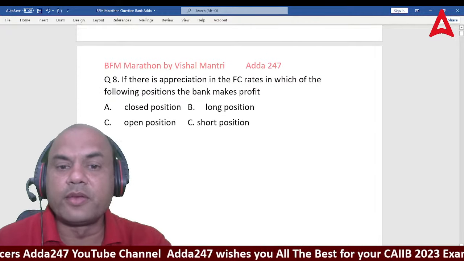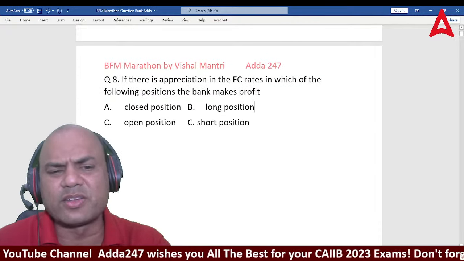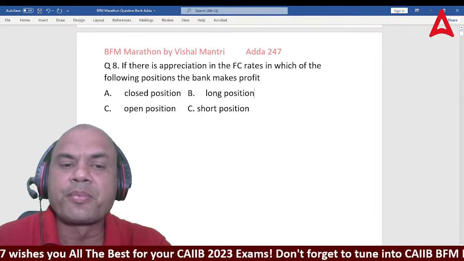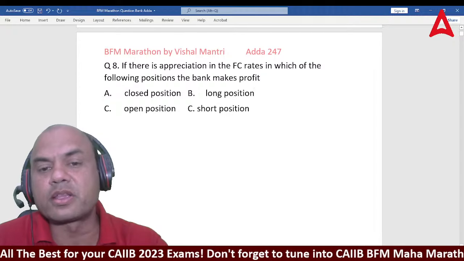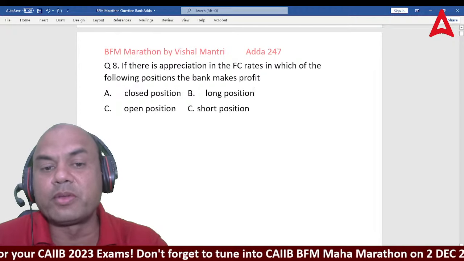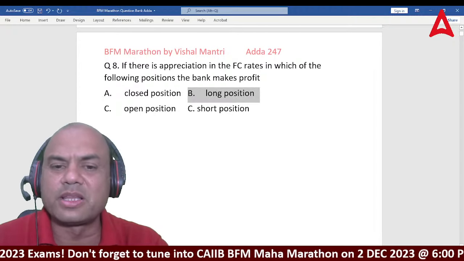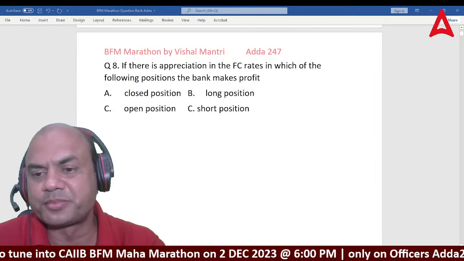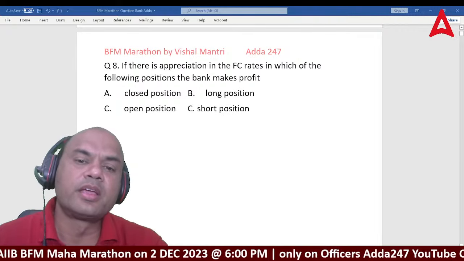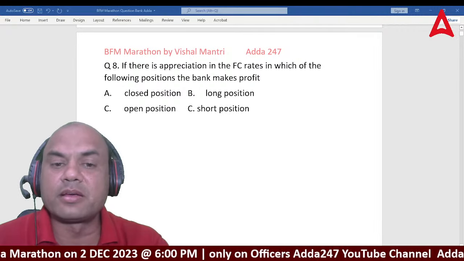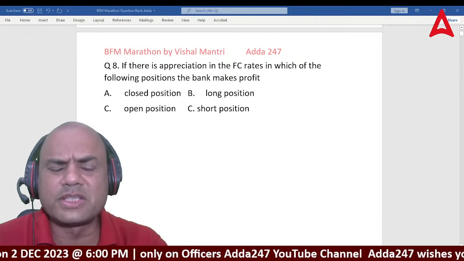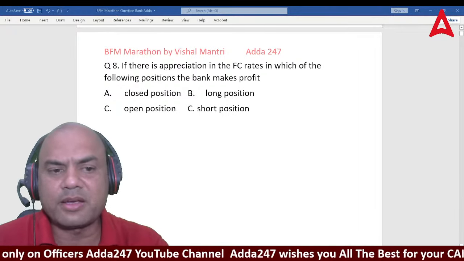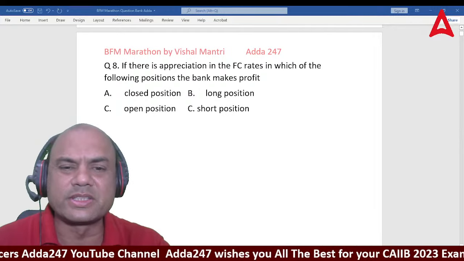Next one. If there is an appreciation in the foreign currency, now this is a simple one. Once you have understood the first one, this is simple. If there is an appreciation in the foreign currency, in which of the following positions will the bank make the profit? So the answer is so simple now, isn't it? Long. You will understand this immediately. In which one will the bank make the profits? Obviously. Let me see how many of you are answering what. B, correct? Chalo, move on. Next one. Simple one this was.